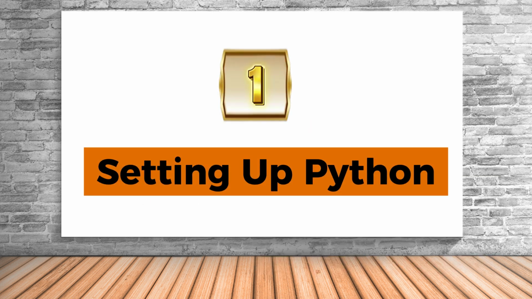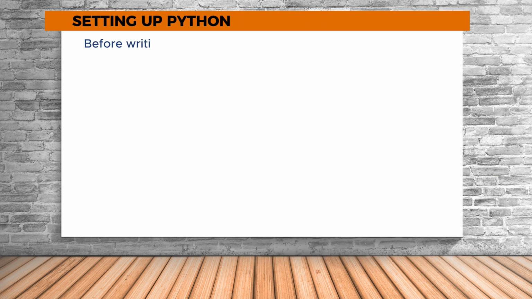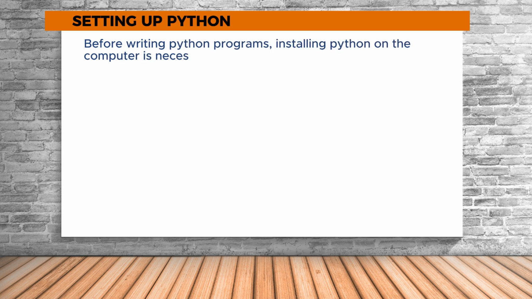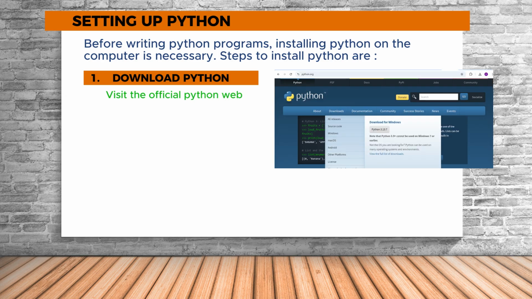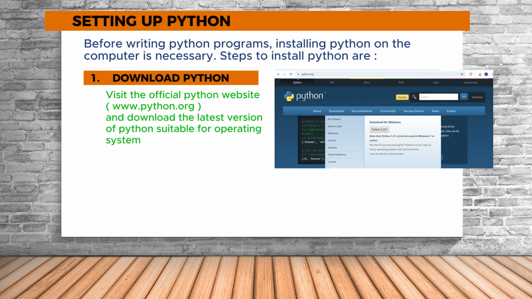Setting up Python. Before writing Python programs, installing Python on the computer is necessary. Steps to install Python are: Step 1. Download Python. Visit the official Python website, www.python.org, and download the latest version of Python suitable for your operating system: Windows, Mac, Linux.